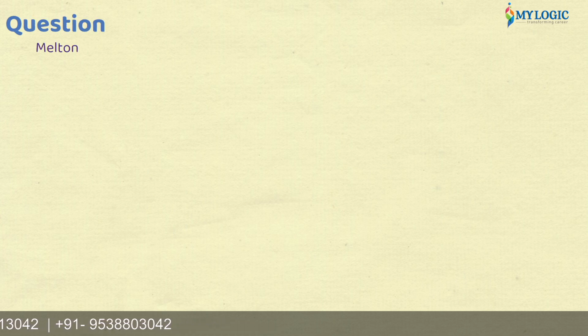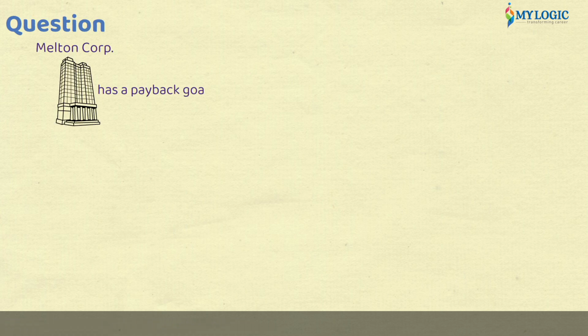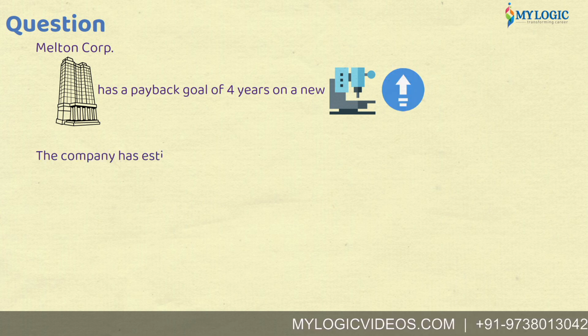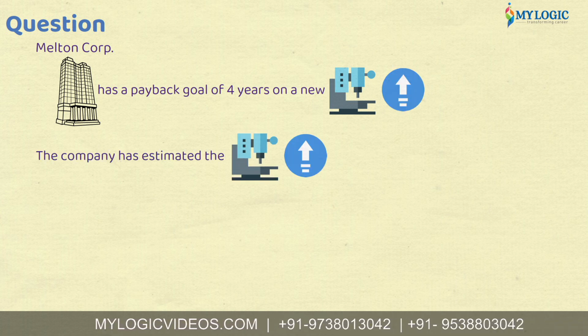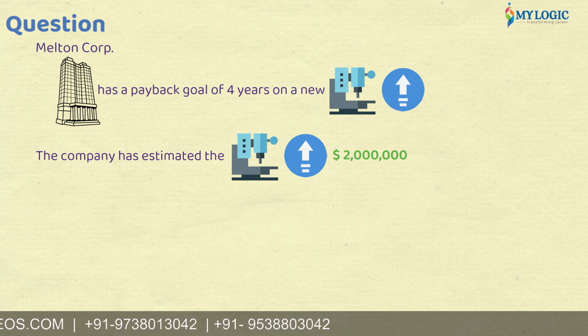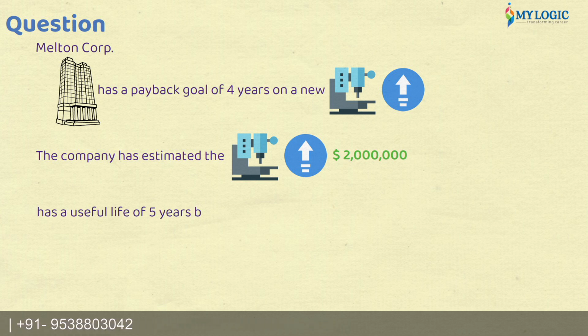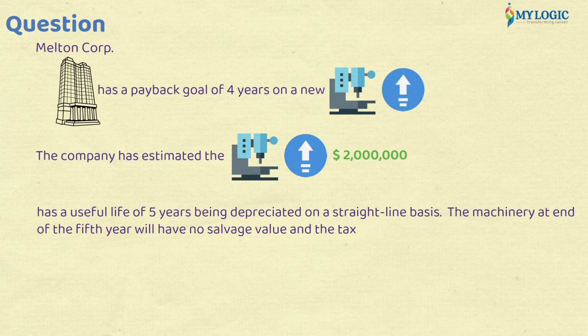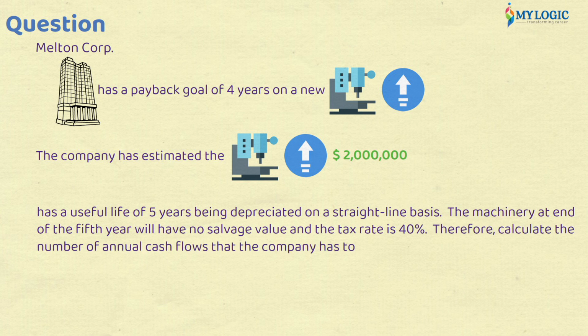Question. Melton Corporation has a payback goal of 4 years on a new machinery upgradation. The company has estimated the machinery upgradation cost to be $2 million, with a useful life of 5 years, being depreciated on a straight-line basis. The machinery at the end of the 5th year will have no salvage value and the tax rate is 40%. Therefore, calculate the annual cash flows that the company has to earn to meet its payback goal.